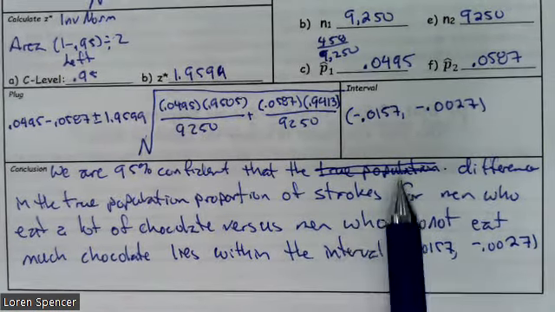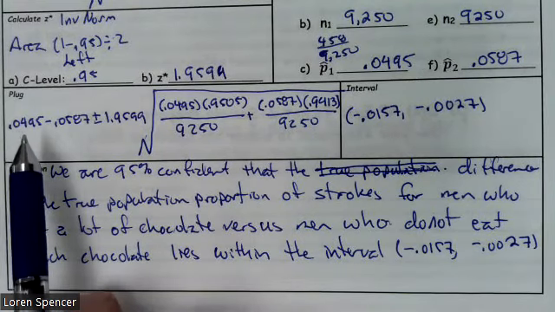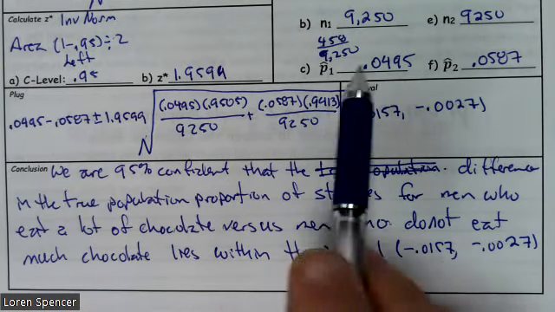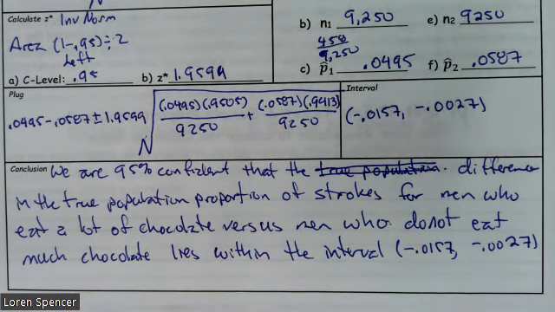Now here's what's interesting. It's negative, so Group A has fewer strokes than Group B, and the interval doesn't contain zero, so this is statistically significant.